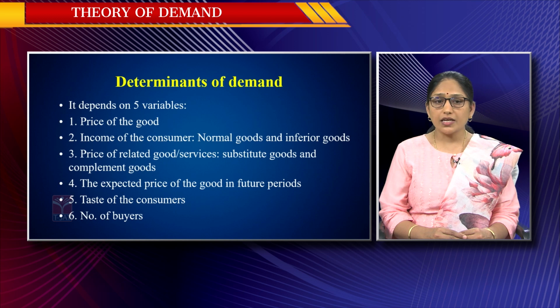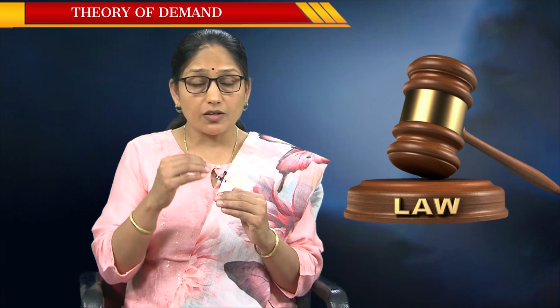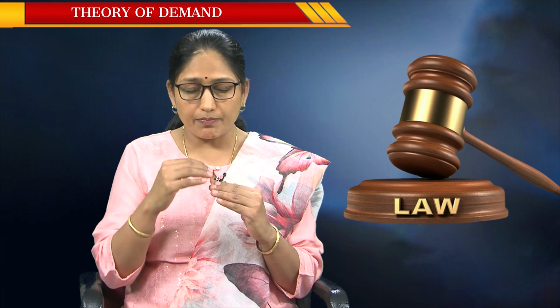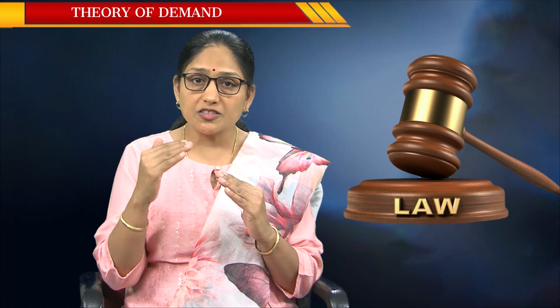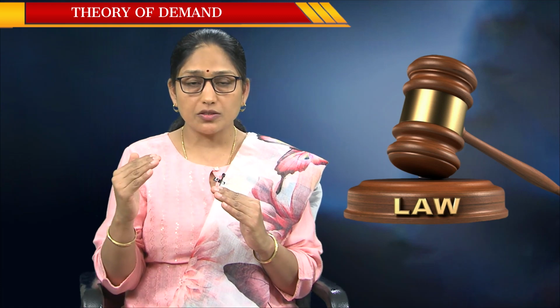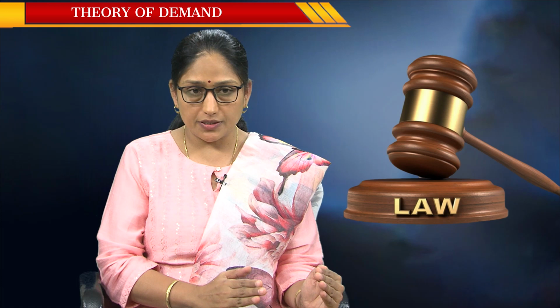Second, income of the consumer. There is a direct relationship between income of the consumer and the quantity demanded. When the income of the consumer increases, the demand for the good will increase, mainly in the case of normal goods. But in the case of inferior goods, meaning bad quality goods, when the income of the consumer increases, the consumer will shift towards the superior goods. They will avoid inferior goods.